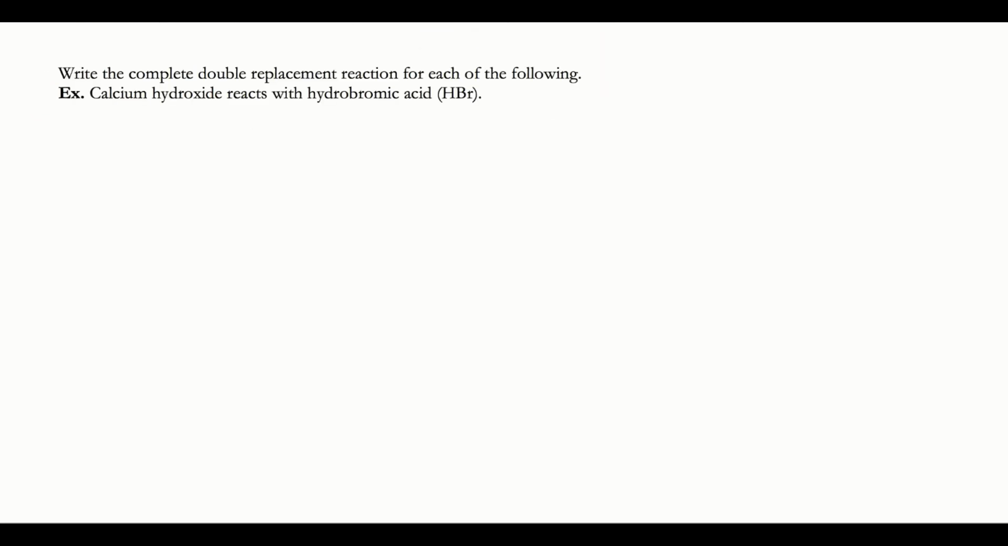All right, let's look at one other double replacement reaction. It tells me calcium hydroxide reacts with hydrobromic acid. So I need to write the formula for calcium hydroxide. So calcium is 2+, hydroxide is 1-. Okay, and so what I end up getting for my formula for calcium hydroxide is Ca(OH)2. Okay, and that is going to react with hydrobromic acid, HBr.